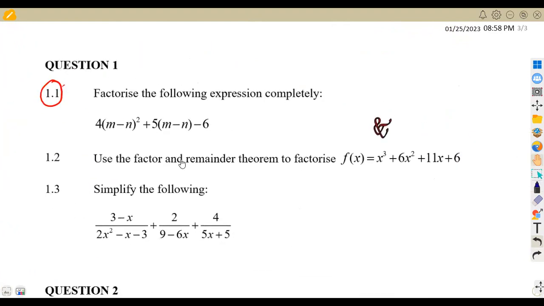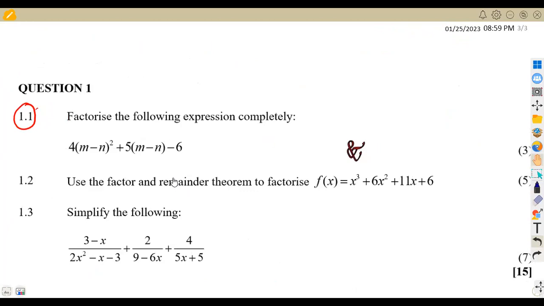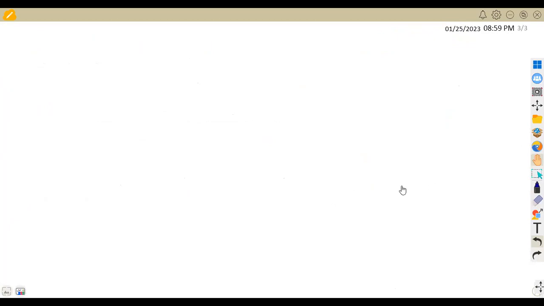On 1.2, that's factor and remainder theorem. Okay, we are asked to use the factor and remainder theorem to factorize f of x is equal to this. If you are applying factor and remainder theorem, what you need is to have a factor first. Okay, let me not rush. I'm going to do this on top here. All right, so I'm just going to do this question here on top.